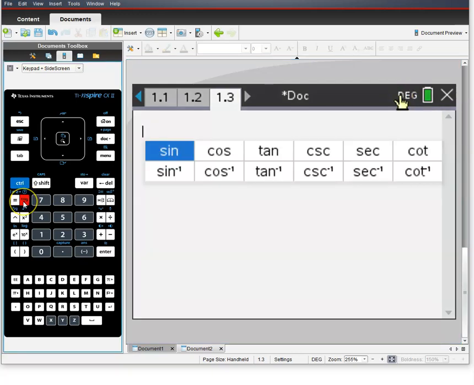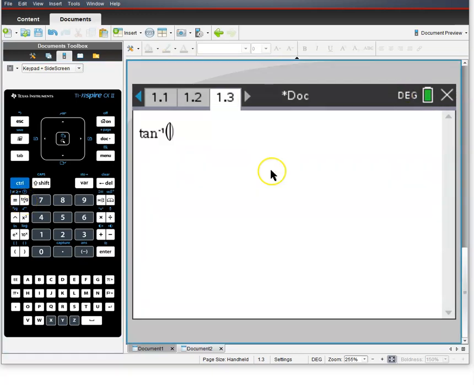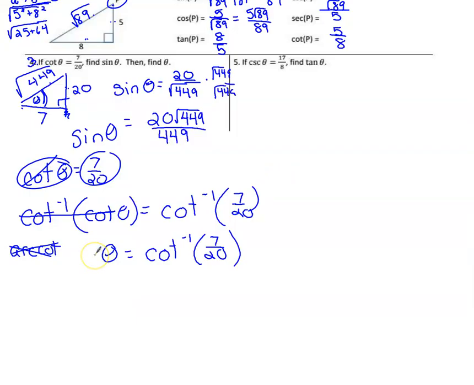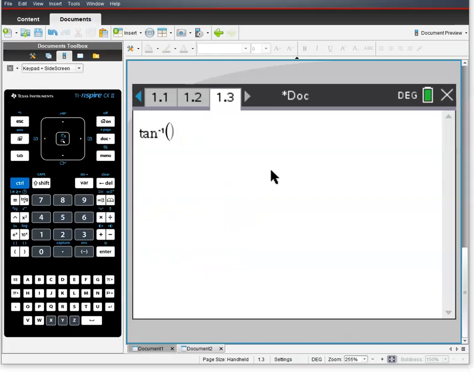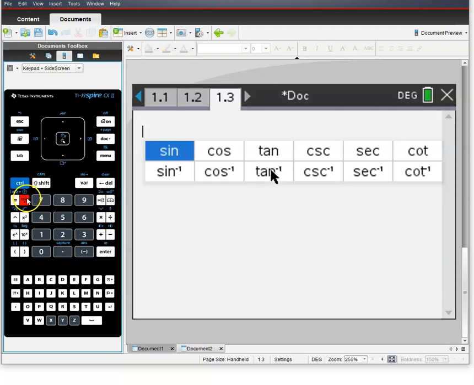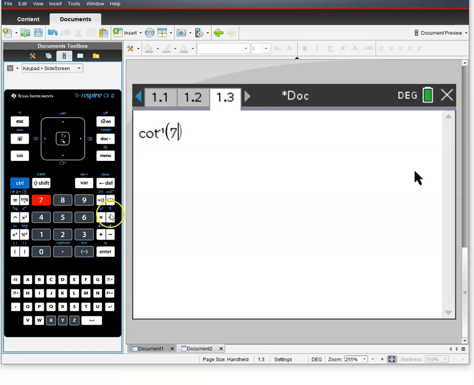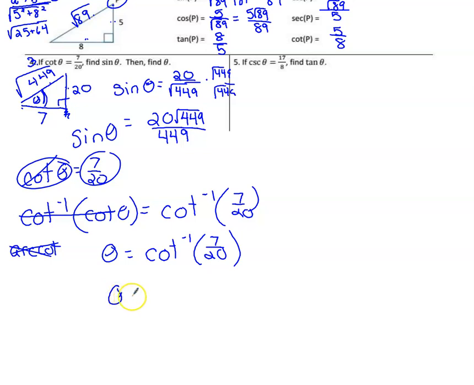And then we have to go to trig, and I want inverse tangent. No, we were doing cotangent, wasn't it? I better double check. Inverse cotangent, not tangent. So let me backspace that out of there. Trig, inverse cotangent of my ratio, which was 7 divided by 20. So inverse cotangent of 7 over 20 is 70.7 degrees. And they didn't say what to round to on this one, so we'll round to a whole degree, which is 71 degrees. So theta is approximately 71 degrees.